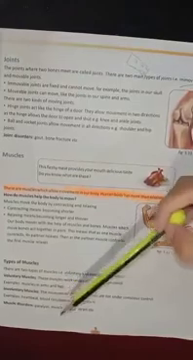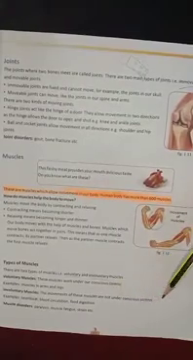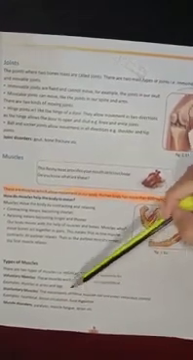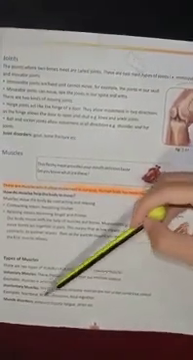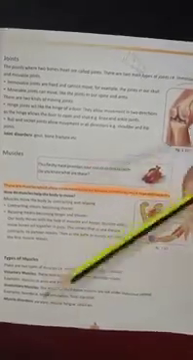Then we have involuntary muscles. These are opposite to voluntary muscles. The movements of these muscles are not under conscious control. Example, heartbeat, blood circulation, food digestion. The heart also has muscles, so the heartbeat is the function of the involuntary muscles. The muscles of the heart allow the heartbeat.